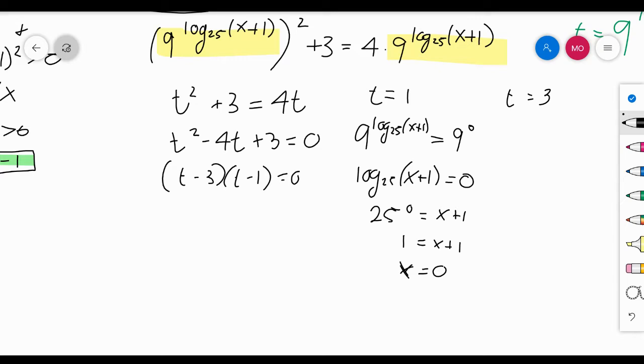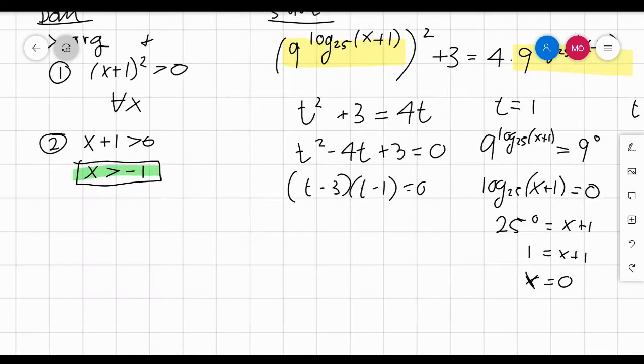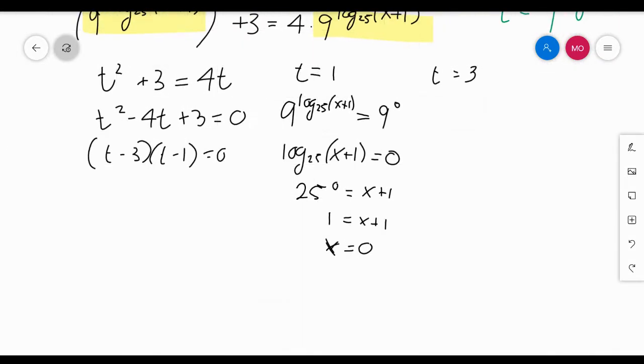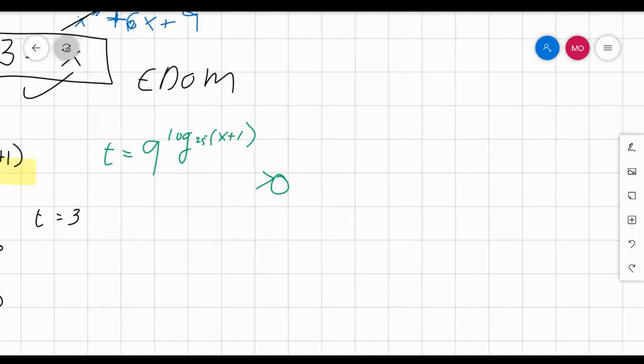All right. That would be our first answer right here. So let's check to see if it's in the domain before I go to the other one. Our domain was x greater than minus 1. So yes, it is. So this is going to be our first answer. Let's go solve for the other one now, for t equals 3.